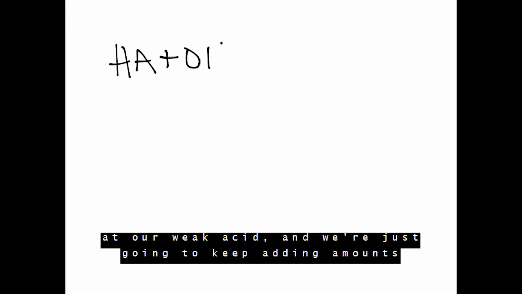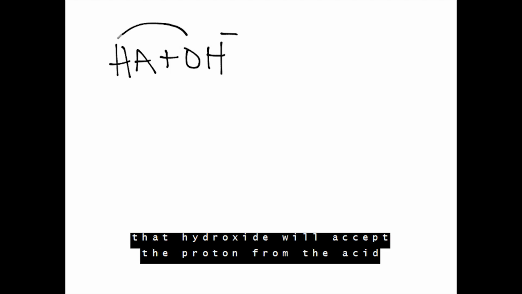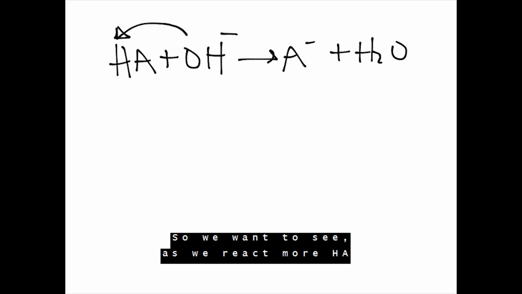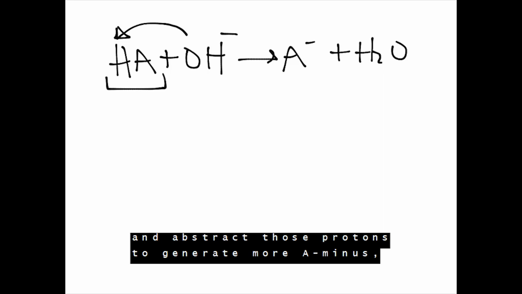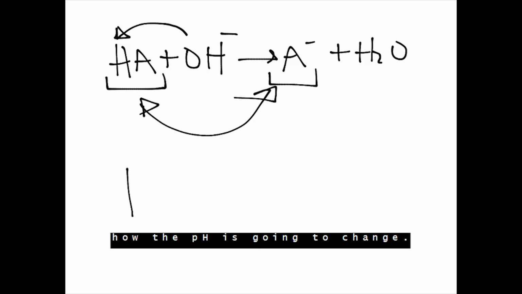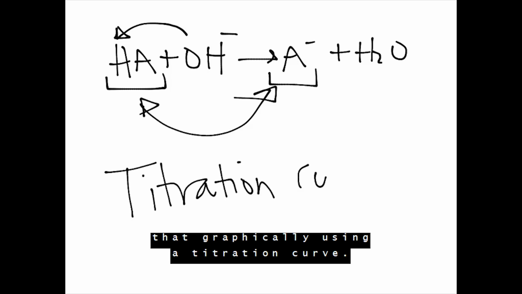So the reaction we're going to be doing this for is looking at our weak acid, and we're just going to keep adding amounts of OH minus, because we know that OH minus, that hydroxide, will accept the proton from the acid to generate the conjugate base and water. So we want to see, as we react more HA and abstract those protons to generate more A minus, thereby changing the relative amounts of these two, how the pH is going to change. And we're going to show that graphically using a titration curve.